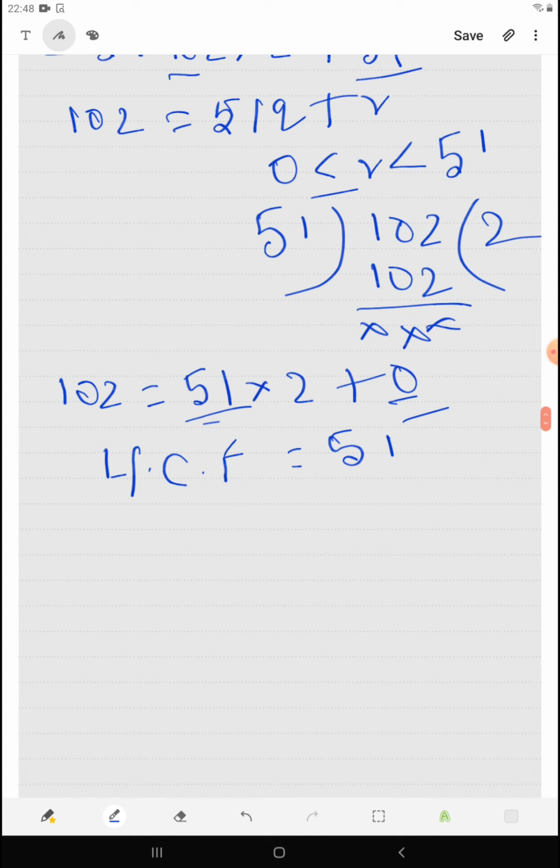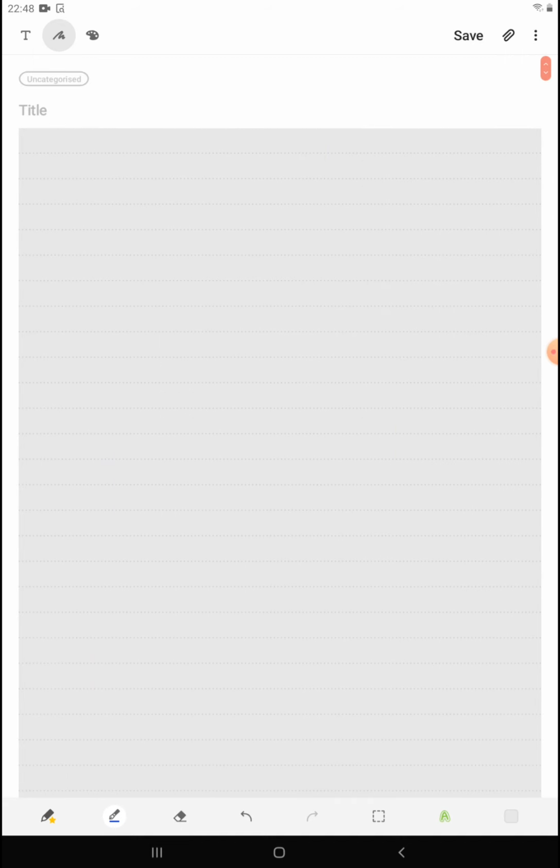Okay, let's move on. So next problem says, let's clear this first. So next problem says, so this is the second problem. So next problem says that show that any positive odd integer is of the form 6q plus 1 or 6q plus 3 or 6q plus 5, where q is some integer.